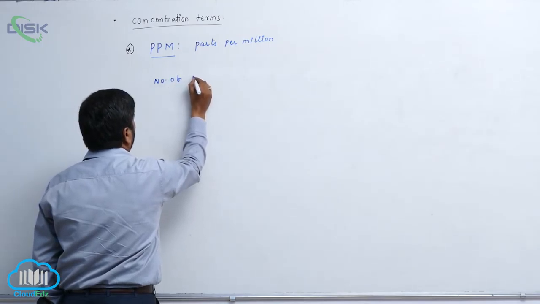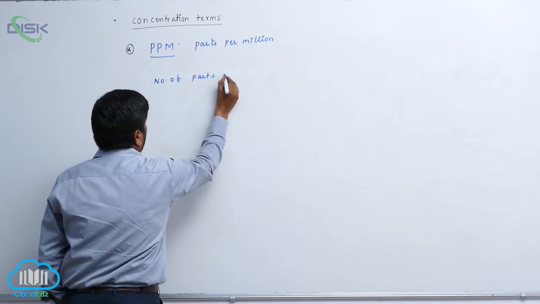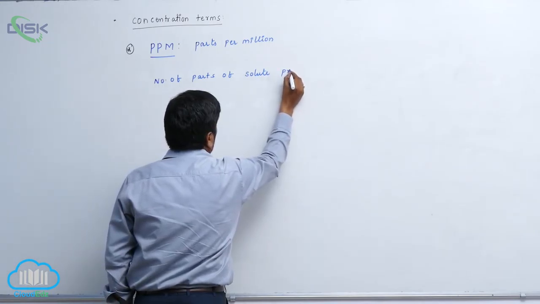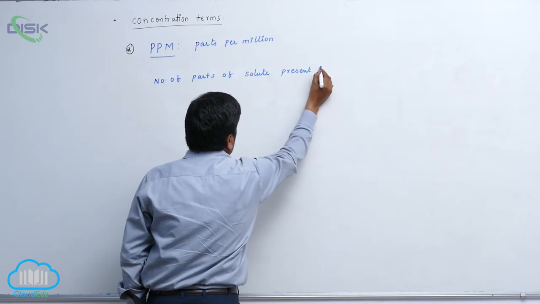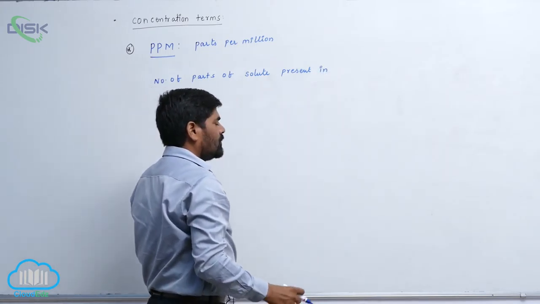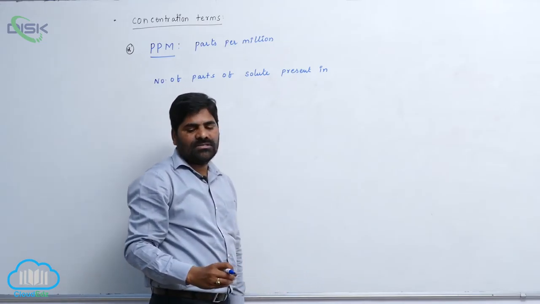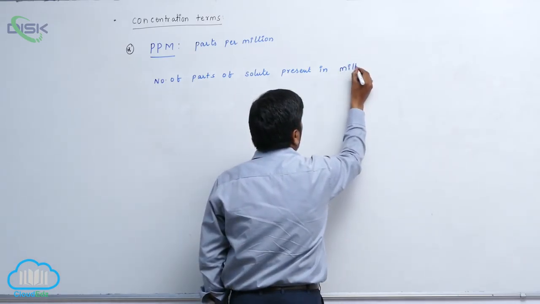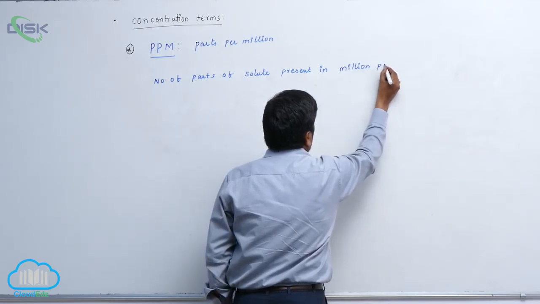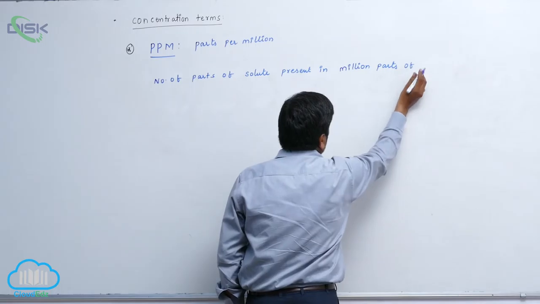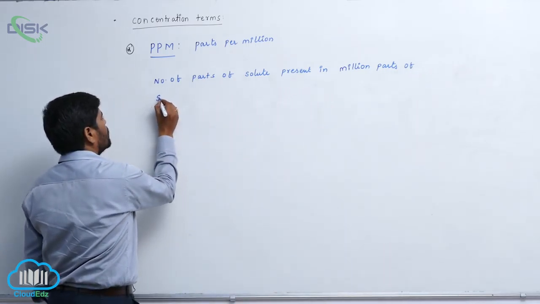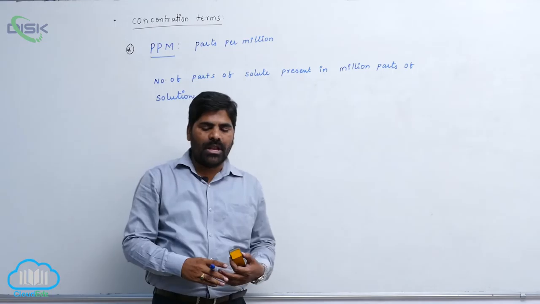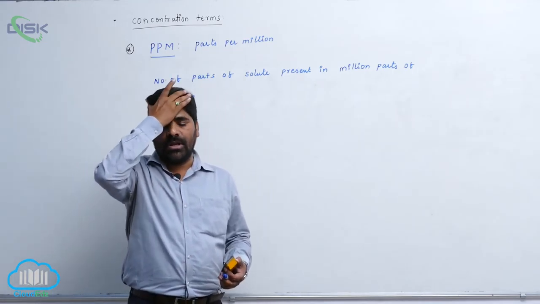number of parts of solute present in million parts. How many parts? Million parts of solution. Million parts of solution is called parts per million. What is that? Parts per million.